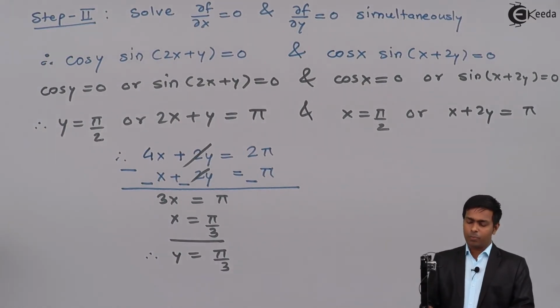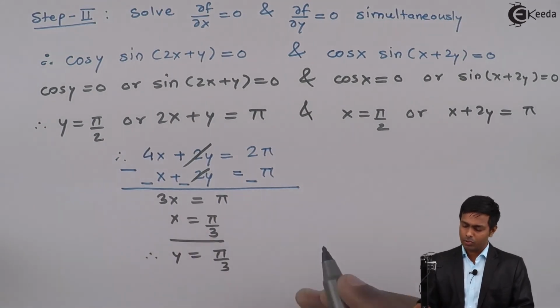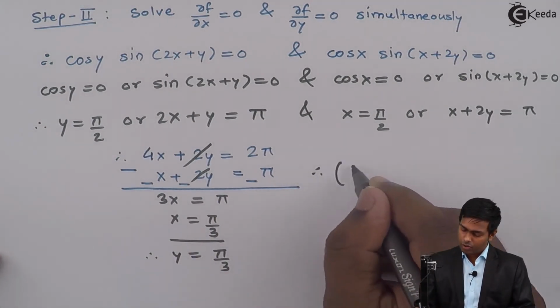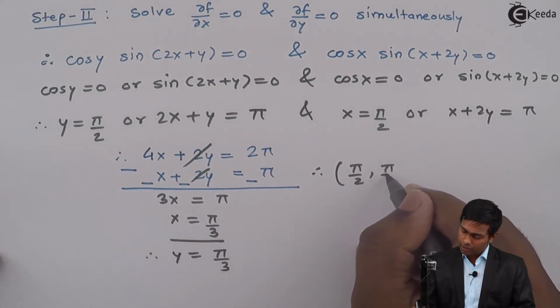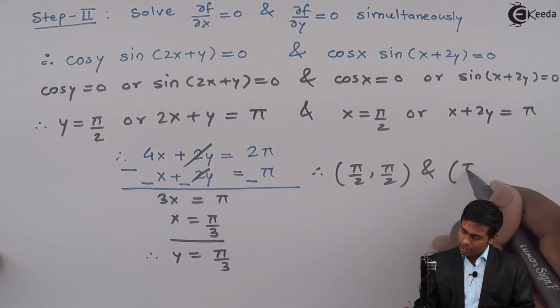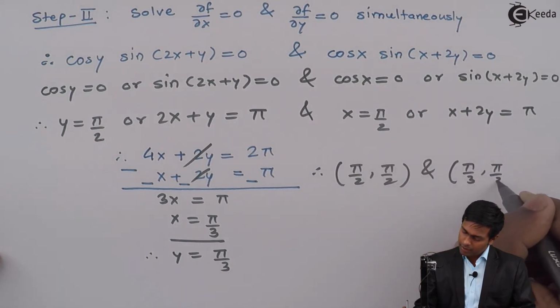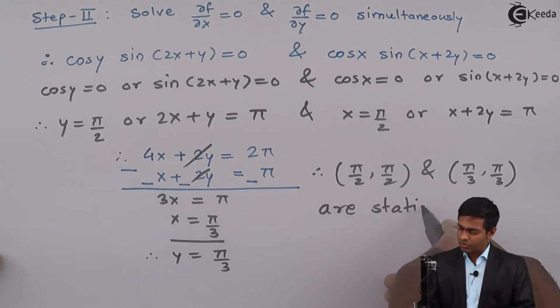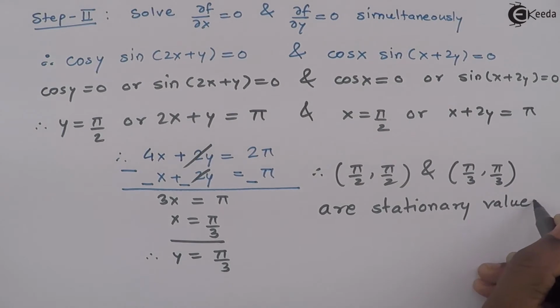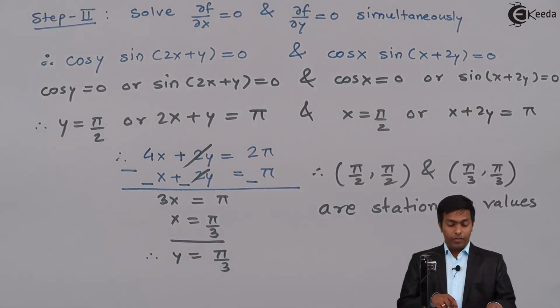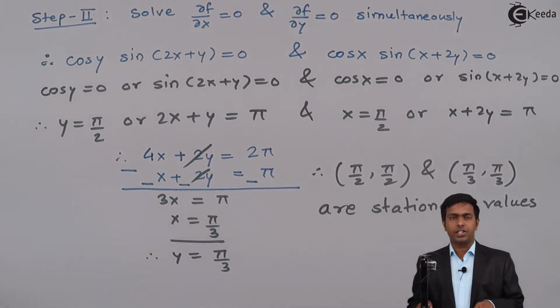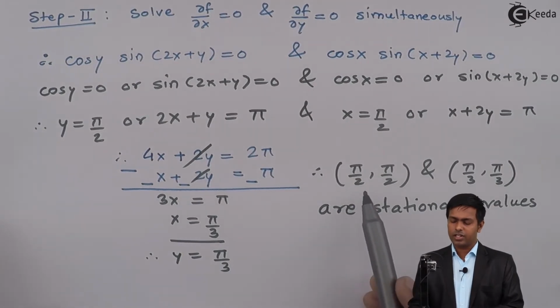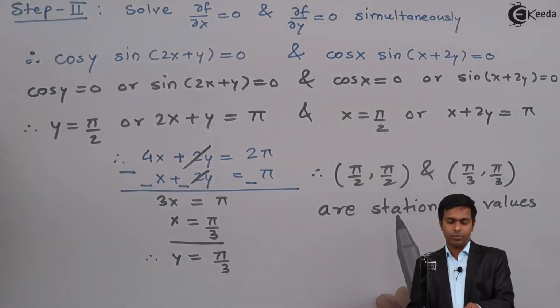So here we got two pairs, one is pi by 3 comma pi by 3 and pi by 2 comma pi by 2. So therefore pi by 2 comma pi by 2 and pi by 3 comma pi by 3 are the stationary values. So now we'll check the minima and maxima at the stationary values. So let's check the first stationary value, that is pi by 2 comma pi by 2.